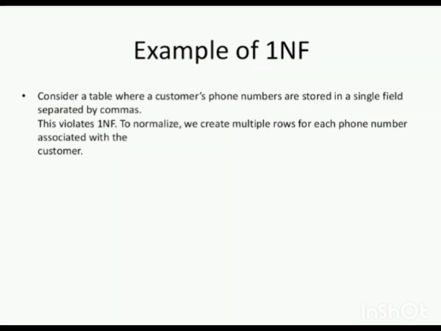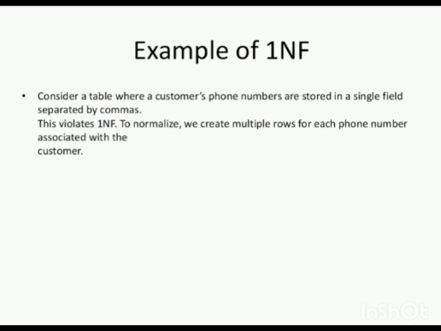Next, an example of first normal form. Consider a table where customer phone numbers are stored in a single field separated by commas. In first normal form, we create a separate row for each phone number associated with the customer.